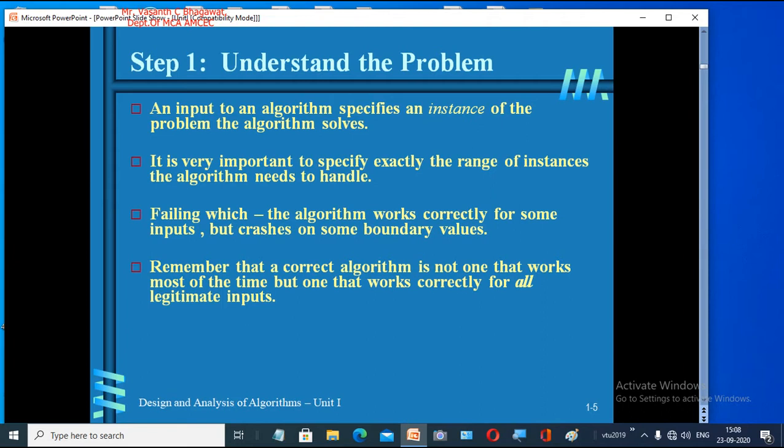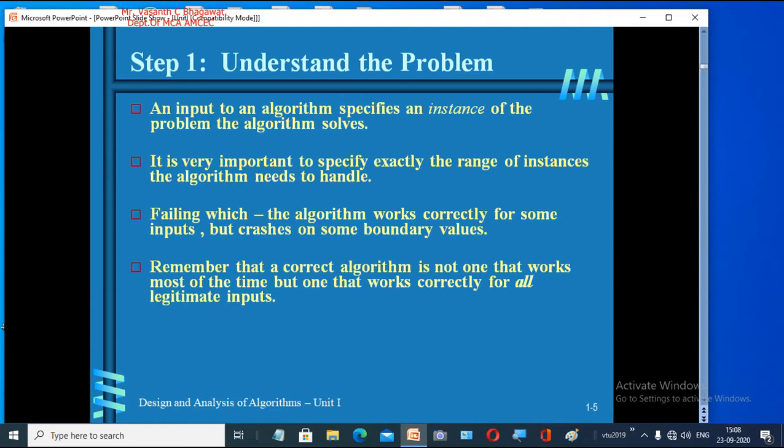So we have to remember that a correct algorithm is not one which works most of the time, but one that works correctly for all legitimate input. Now this is very important, all legitimate input. That means input should be correct. Every time we cannot say that I have written a correct program, but the software is not working, we are not going to get the output. But you should be very clear: are you giving the correct input?